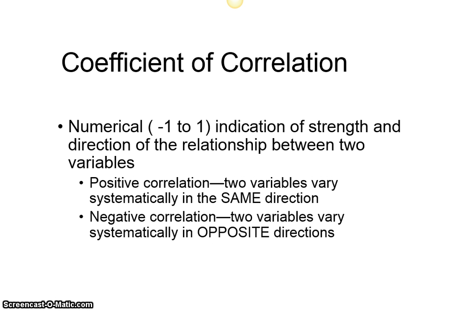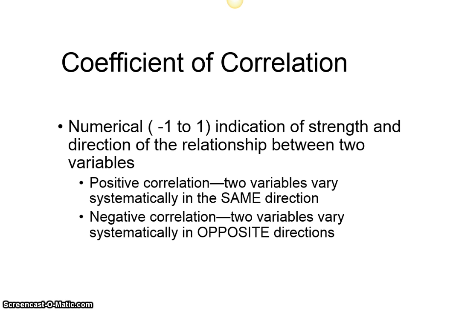So when you read research in which a correlation has been established, the correlation is going to be reported to you in the format of a correlation coefficient. And this is a number between -1 to 1. And this number indicates the strength and the direction of the relationship between two variables.